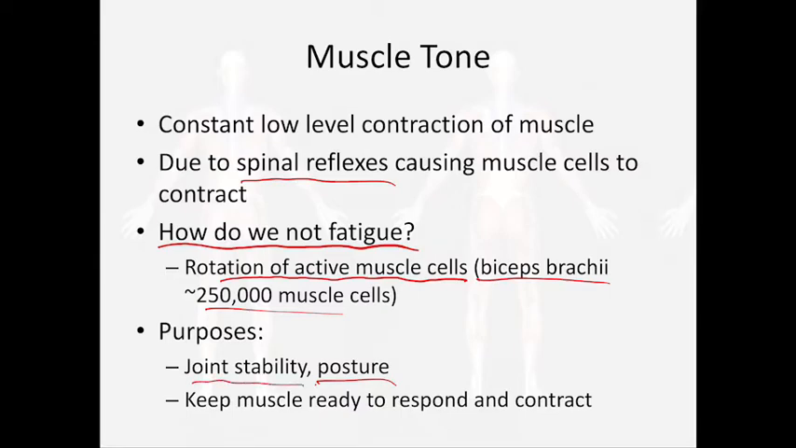So the purposes of muscle tone are posture, like I've been talking about, helping us keep our joints stable, and keeping the muscle ready to respond and contract. It needs to have a little bit of tension on it for us to be able to contract rapidly and move our body if we need to, if we're in danger.